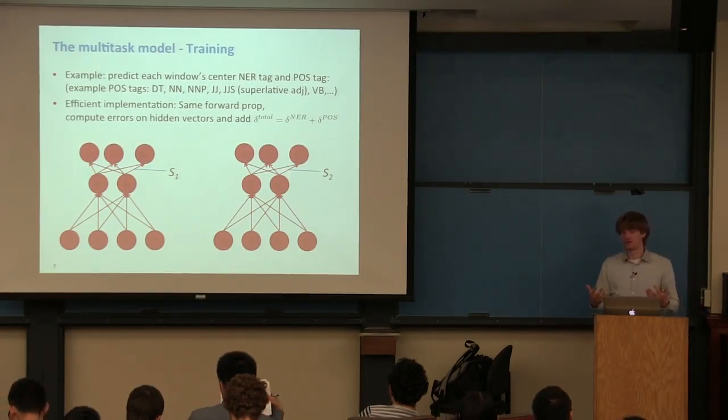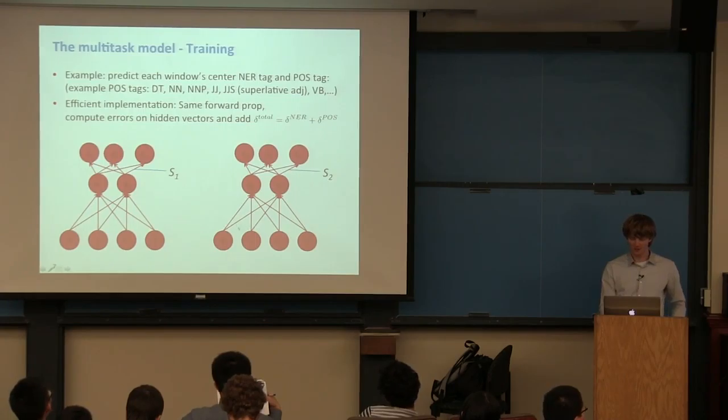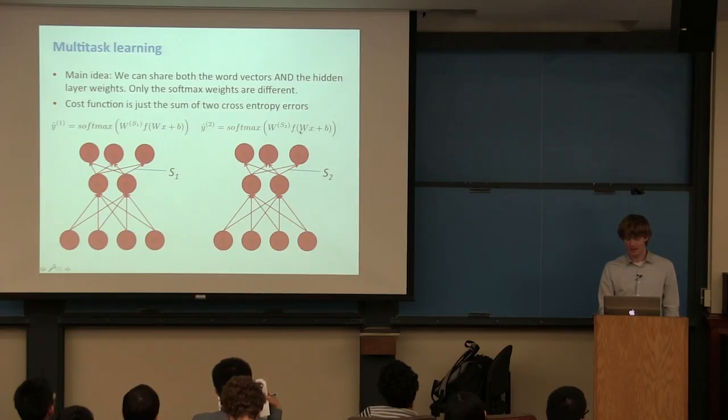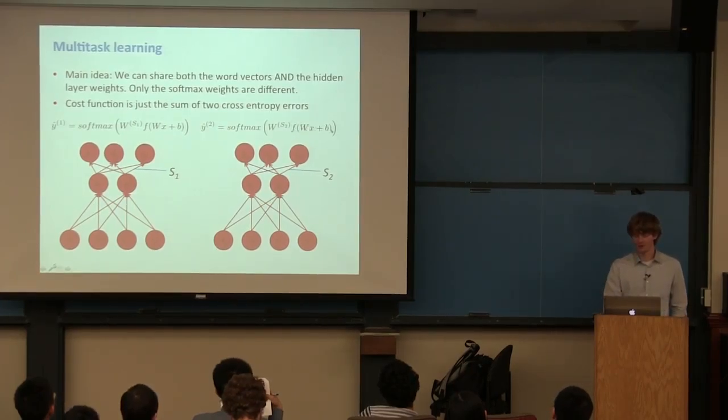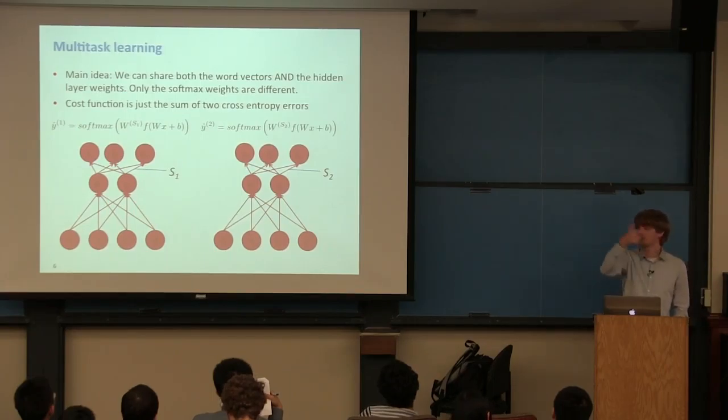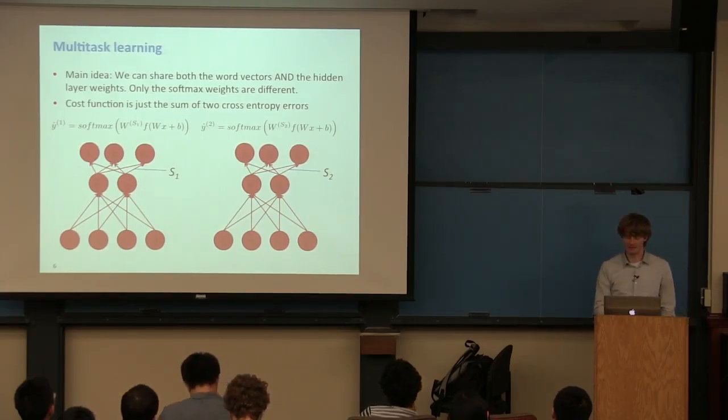But it's not very efficient, right? What you could do instead: the first part, constructing your window, which most of you have probably done by now for problem set 1, you construct your window, multiply by the matrix W, add your bias term, and then apply the element-wise nonlinearity to the resulting vector. Both of those models have the exact same steps. So why not just do it once, keep around your hidden vector, and then multiply your two different softmax matrices with the same hidden vector.